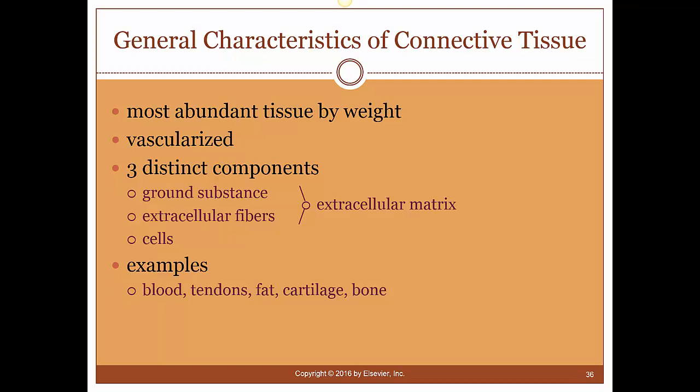Ground substance is more of a homogeneous looking, amorphous liquid portion of connective tissue. This is actually a lot of your interstitial fluid around the cells. You've got some hyaluronic acid, some proteins, some electrolytes all put together that make up ground substance. But ground substance can also be things like the bone matrix, cartilage matrix. So there's a lot of different things that make up ground substance. Examples of connective tissue are things like blood, tendon, fat, cartilage, and bone.